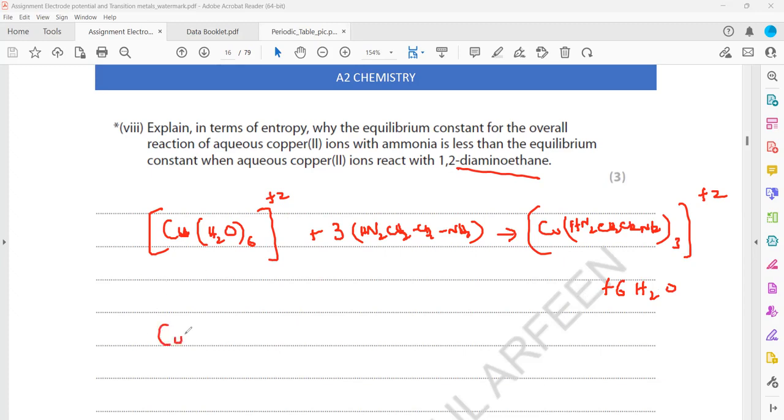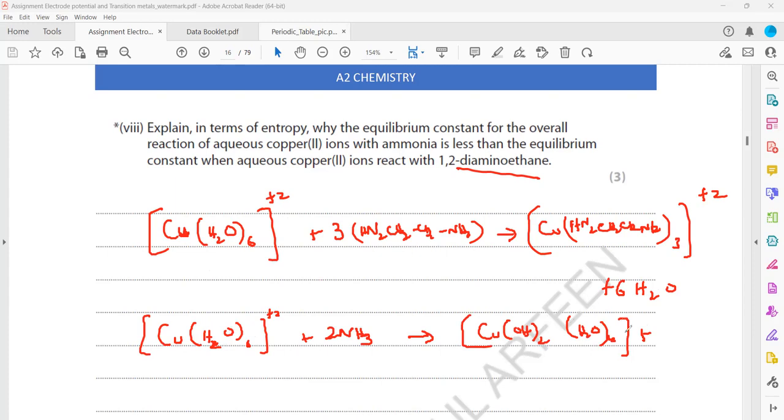But when ammonia is replacing, you see NH3 is there. So what will it form? An acid-base reaction occurs, forming Cu(OH)2(H2O)4, which will be solid because there is no charge on this complex, plus 2 ammonium ions, which accept protons. This one is solid, the others are aqueous, and ammonia is aqueous. So there are 2 reasons.